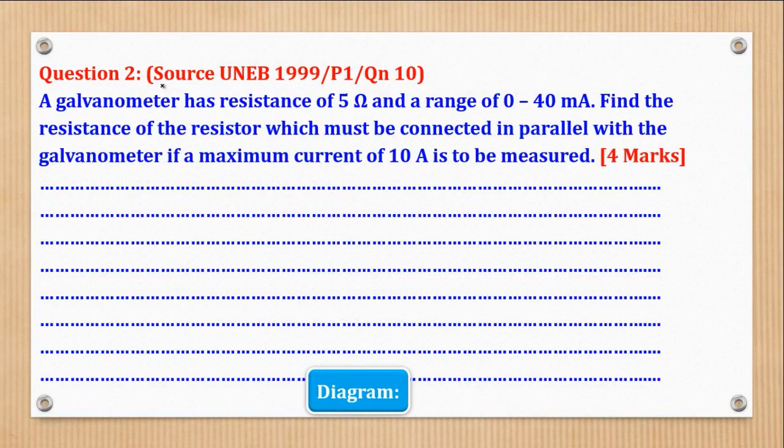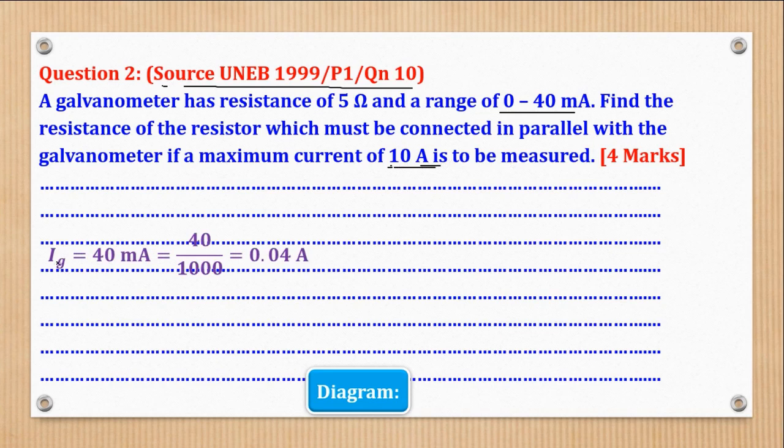So now we shall go to question 2. Question 2 came from UNEB 1999, paper 1, question 10, and says that a galvanometer has resistance of 5 ohms and a range of 0 to 40 milliamps. Find the resistance of the resistor which must be connected in parallel with the galvanometer if a maximum current of 10 ampere is to be measured.